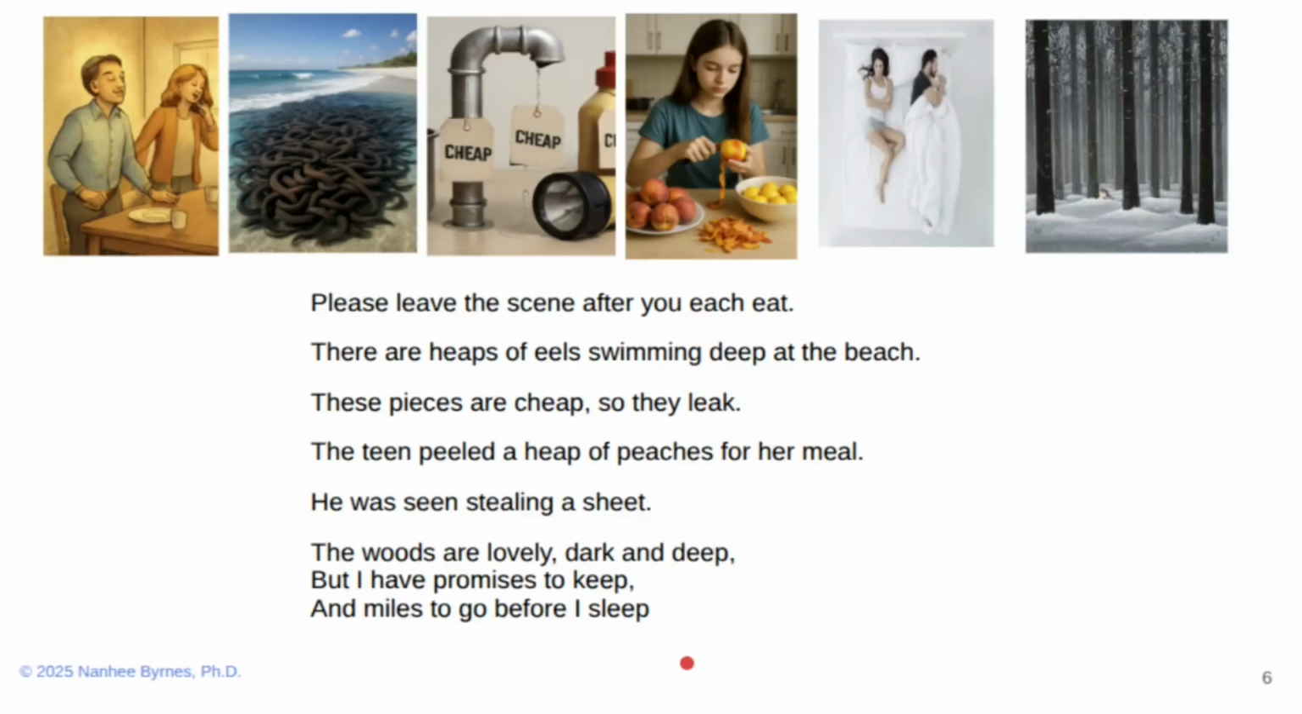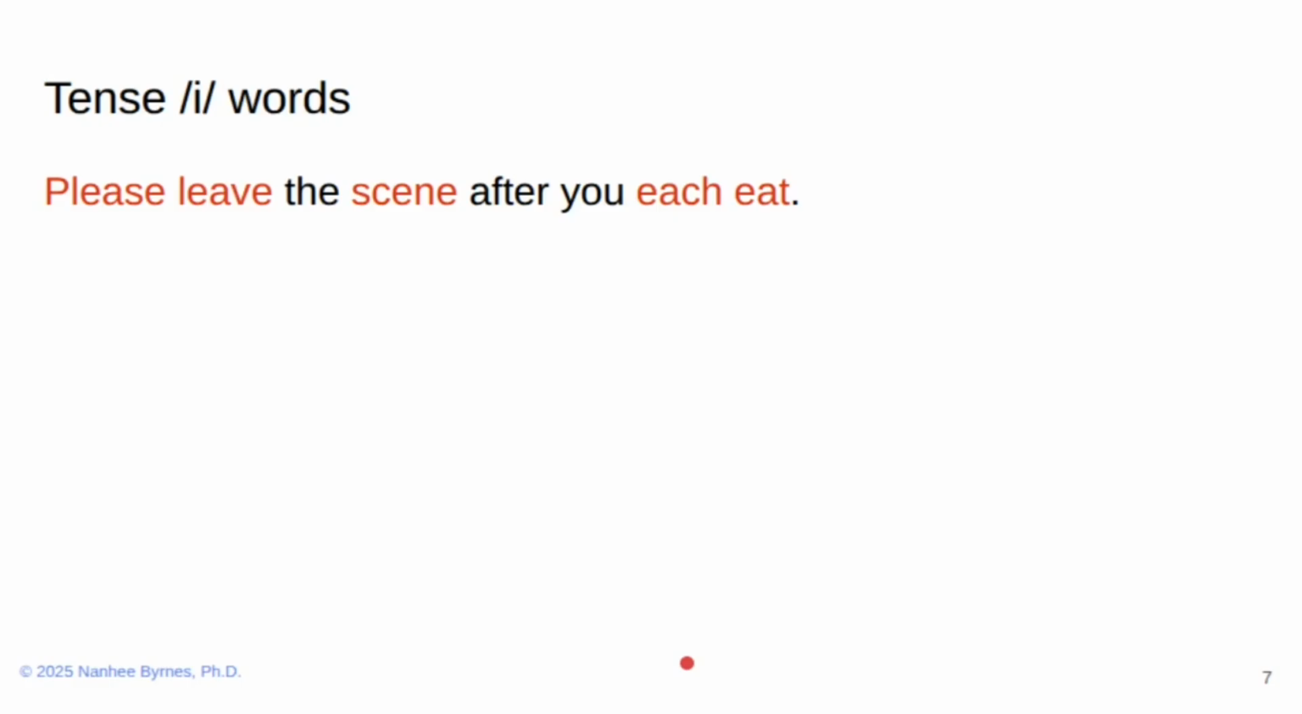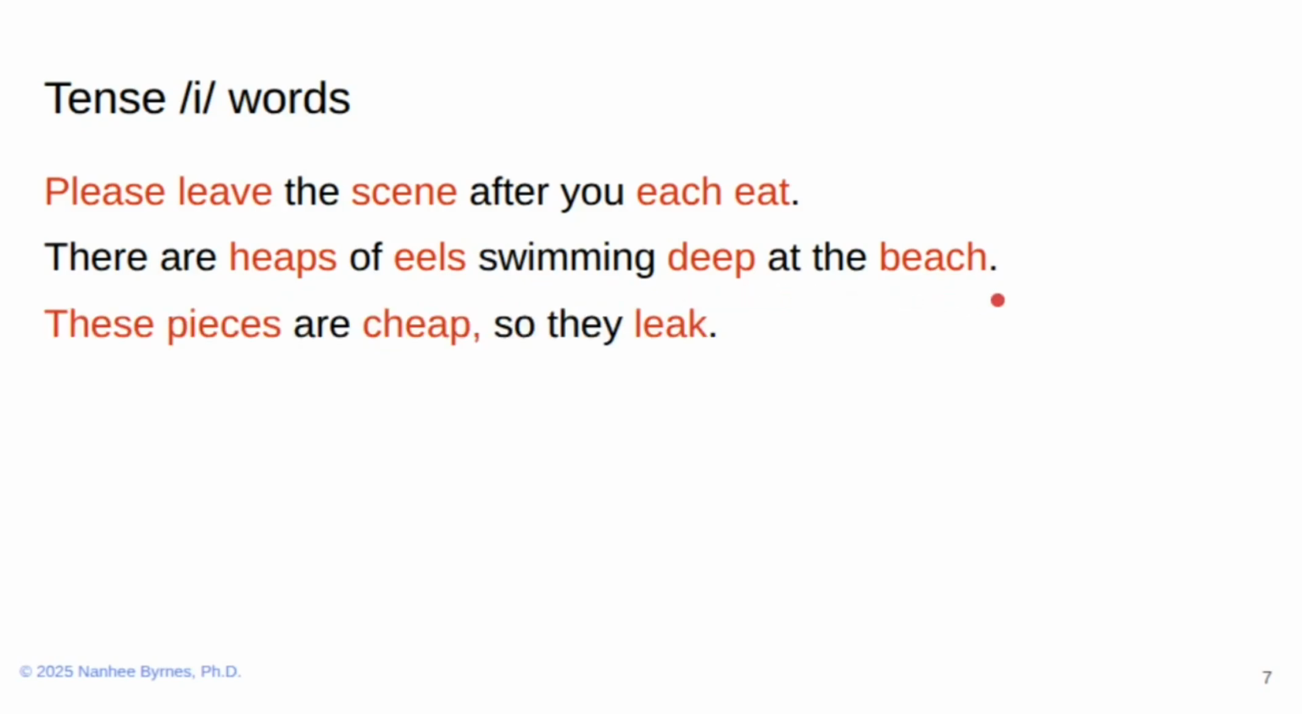All these sentences have words with long E sounds. Please leave the scene after you each eat. Words with long E are please, leave, scene, each, eat. There are heaps of eels swimming deep at the beach. Words with long E are heaps, eels, deep, beach. These pieces are cheap, so they leak. Words with long E are these pieces, cheap, leak.